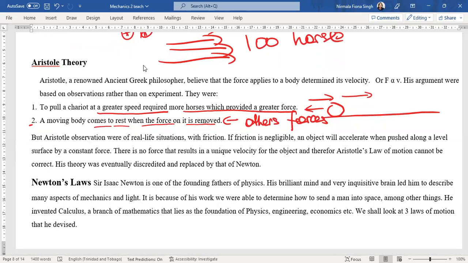So let's see Aristotle's observation against real-life situations with friction. If friction is negligible, negligible meaning very small or not considered, an object will accelerate when pushed along a level surface by a constant force. There is no force that results in a unique velocity for an object, and therefore Aristotle's law of motion cannot be correct. His theory was eventually discredited and replaced by the man, Sir Isaac Newton.